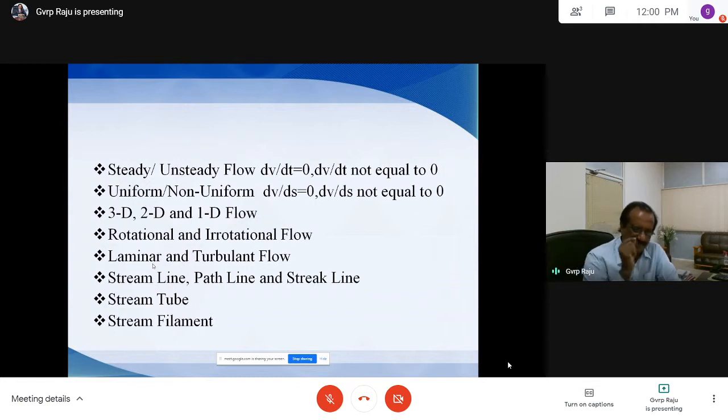For the streamline, we have more particles and directions, and the time is constant there. Time is variable in the path line, and time is constant in the streamline. The difference between streamline and path line is also important.